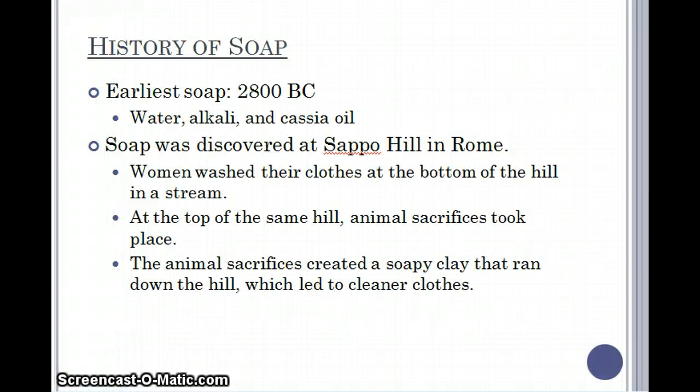The earliest forms of soap were discovered in 2800 BC at Sapo Hill in Rome. They are made out of water, alkali substances, and cassia oil. What happened is the women washed their clothes in the stream at the bottom of a hill, and at the top of that same hill there were animal sacrifices that took place. So the lye and fat from the animal sacrifices mixed with the clay on the hill, and it ran down to that stream, and that was kind of like a soap.